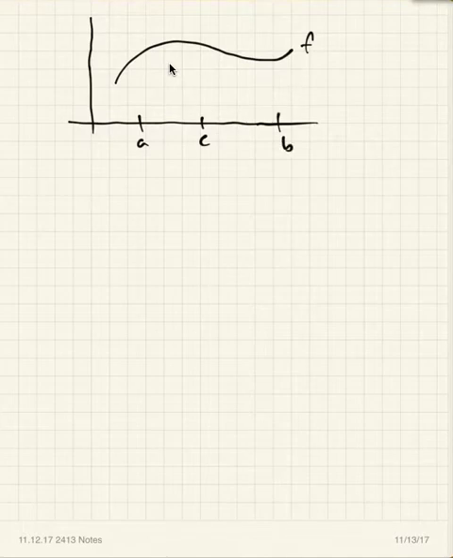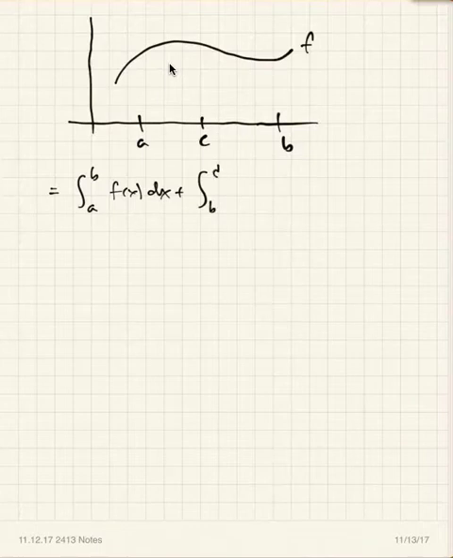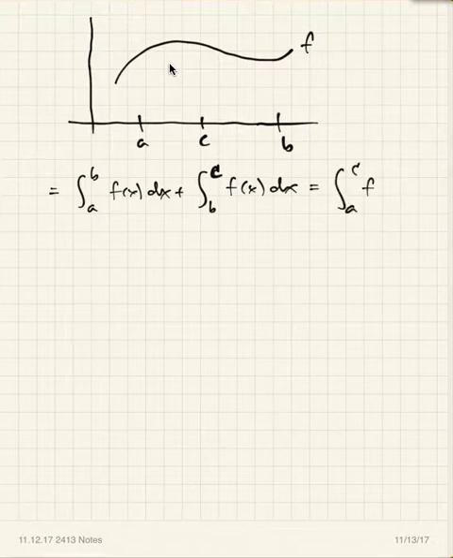This property says that if you look at the integral from A to B of our function f, plus the integral from B to C of our function f, you should get the integral from A to C of our function f like this. So how does that make sense in terms of this picture?